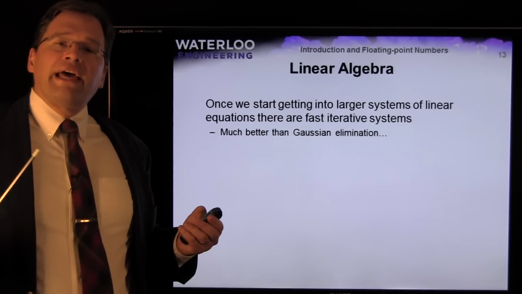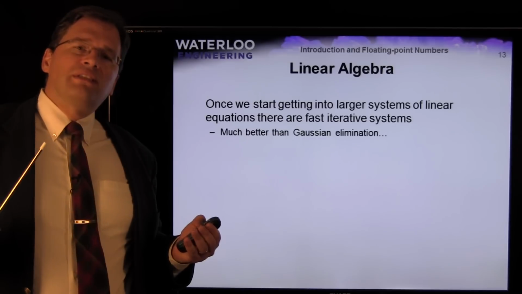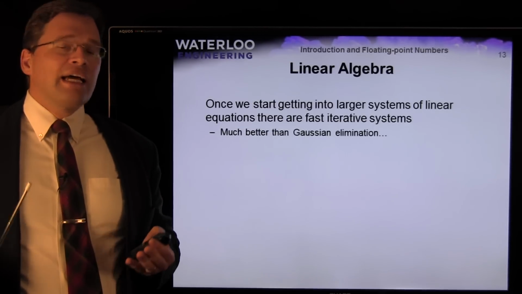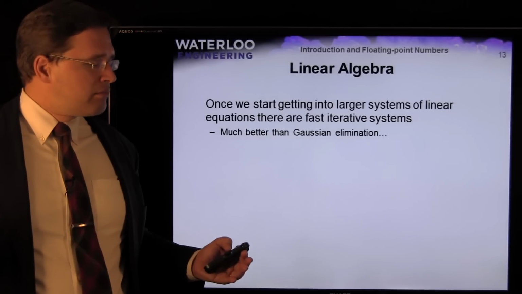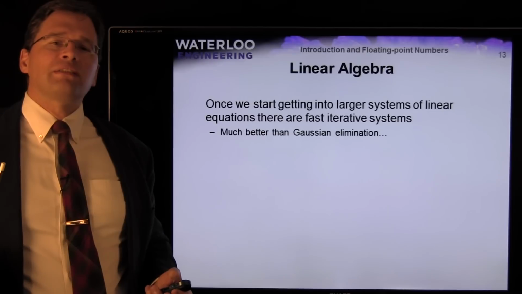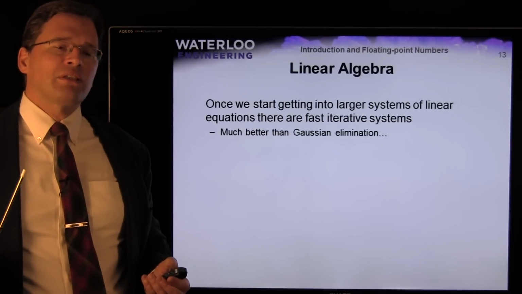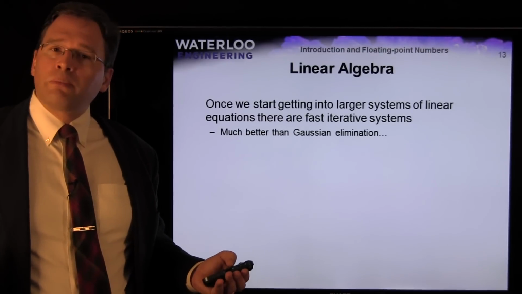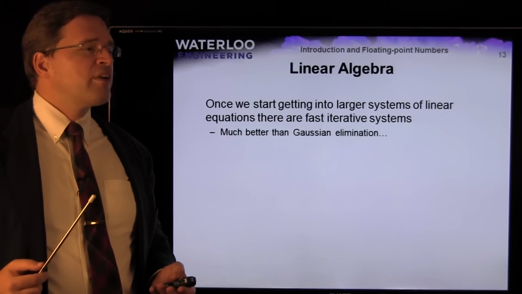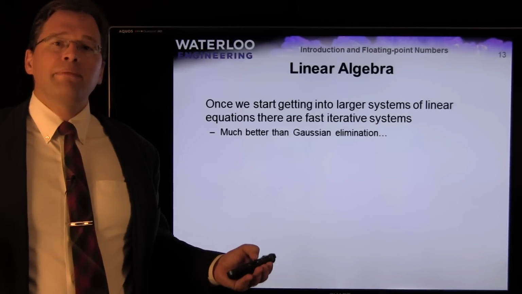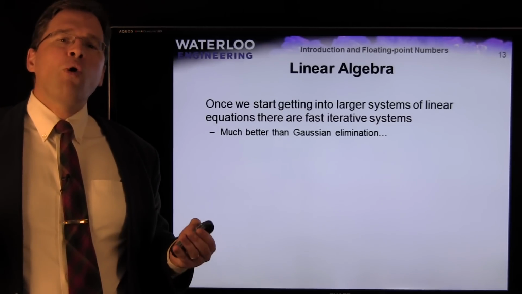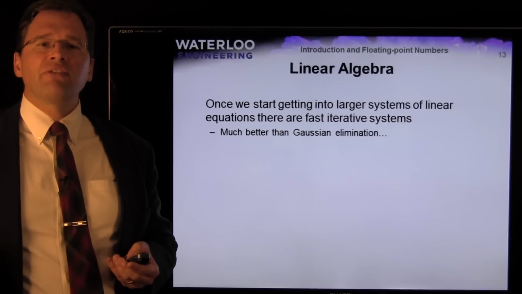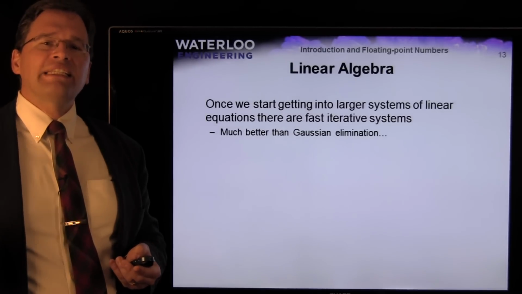Now, once we start looking at larger systems, you're going to see that Gaussian elimination isn't that efficient. It's actually quite slow once we start dealing with very large systems of linear equations. Say you're trying to simulate a circuit, that might be a 1,000 by 1,000 system of equations. Or if you're trying to simulate a processor, that might be over 1 million equations in 1 million unknowns. Sparse, but still very large. Gaussian elimination is not efficient.